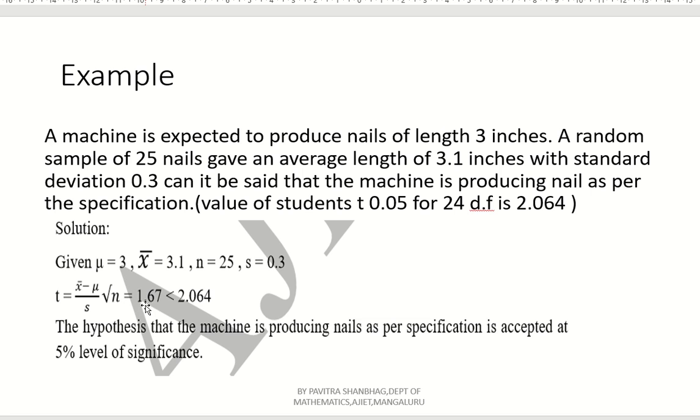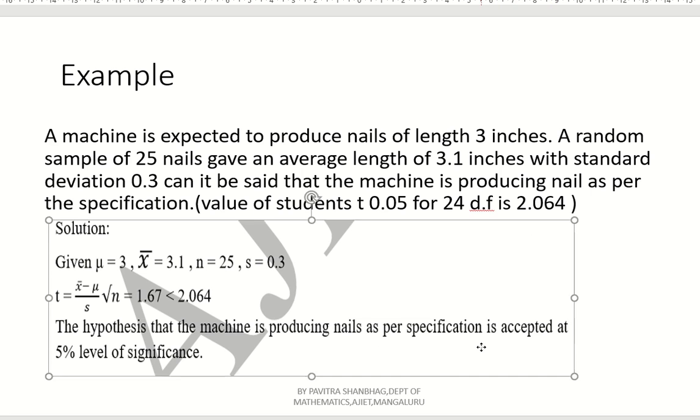Simplify, you will get 1.67 and you have to check whether it is greater than the limit or less than the limit. Here actually for the student T distribution they have given the value already: for 24 degrees of freedom, t 0.05 they have given 2.064. So obviously it does not cross the limit. Therefore the hypothesis that the machine is producing nails as per specification is accepted at 5% level of significance, because it is less than the given limit.